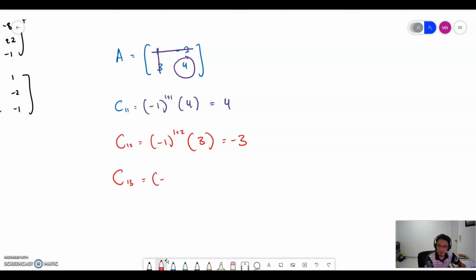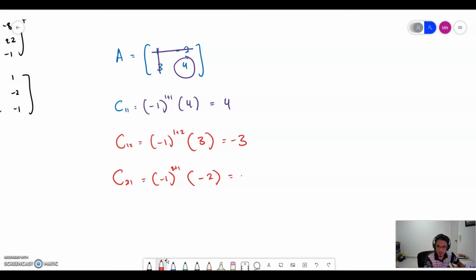C13 equal to negative 1 to the power of 1 plus 3. Okay, sorry, this is not C13, this should be C21. Okay, 2 plus 1. So C21, we have the second row, first column, and here we have negative 2.